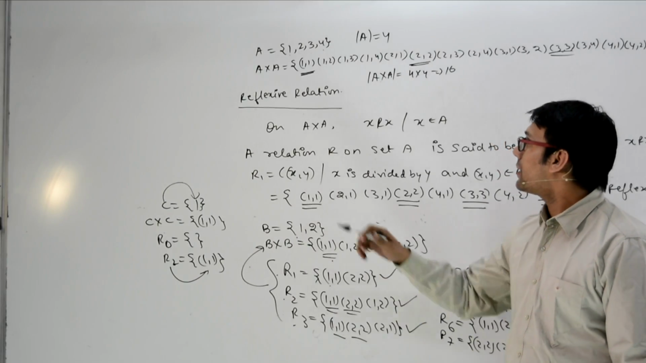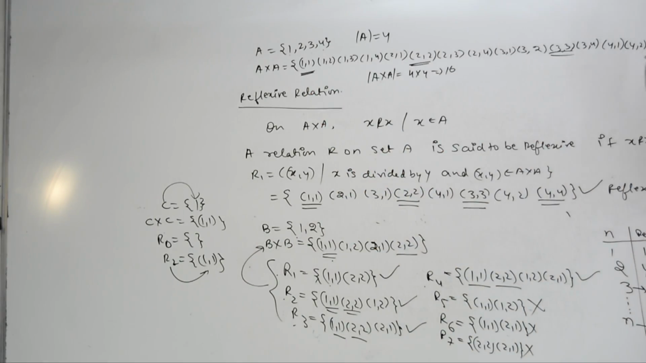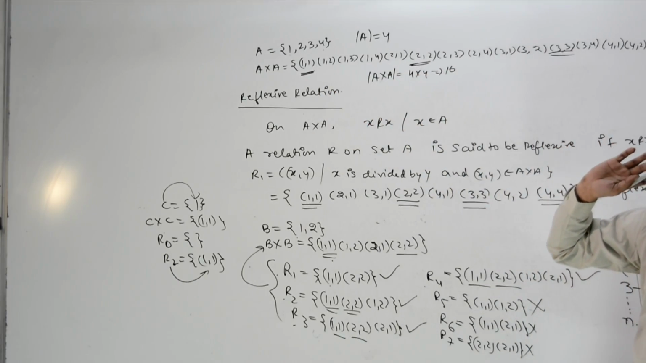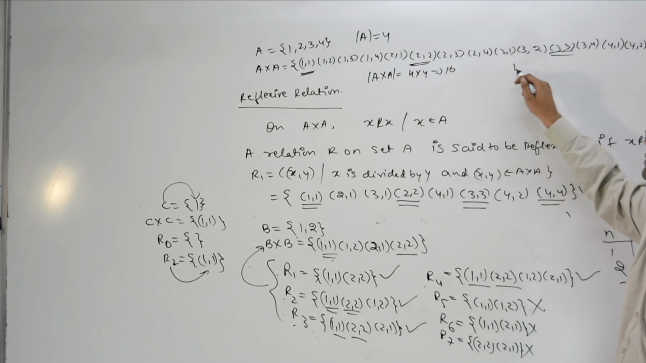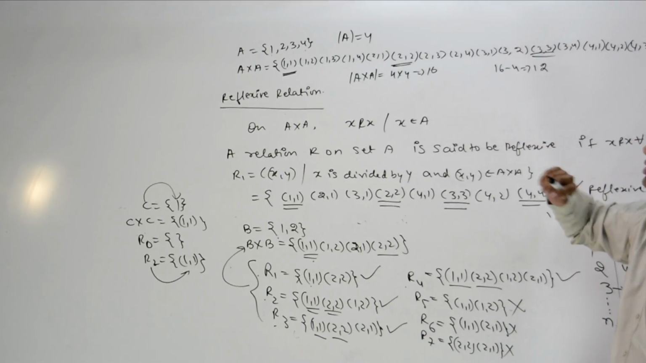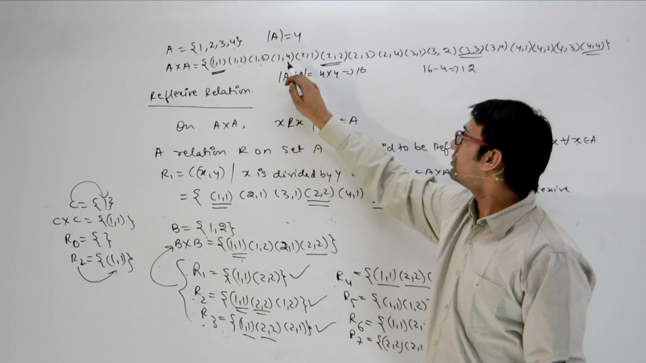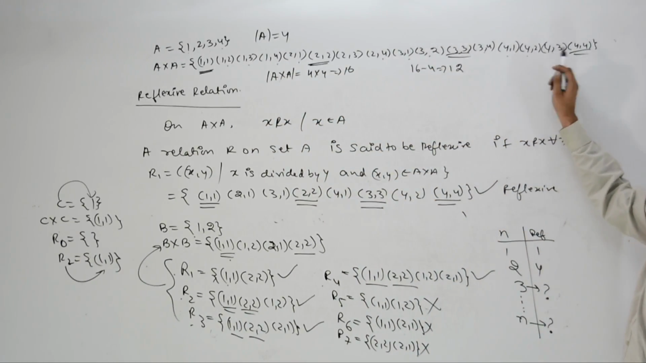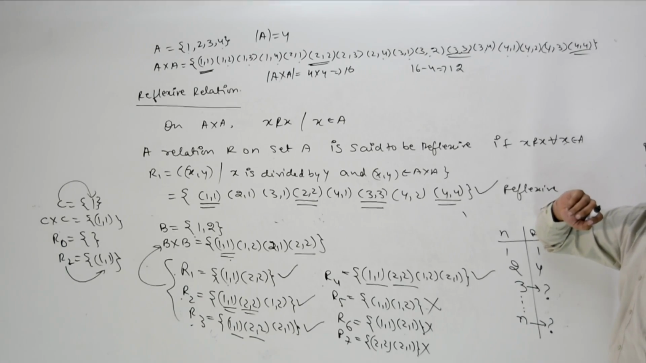So this set is containing 16 elements, out of which these 4 elements should be there in a reflexive relation. So how many elements are remaining? It is 16 minus 4, which is equal to 12. So you can see 1, 2, 3, 4, 5, 6, 7, 8, 9, 10, 11, 12. 12 elements are there, right?